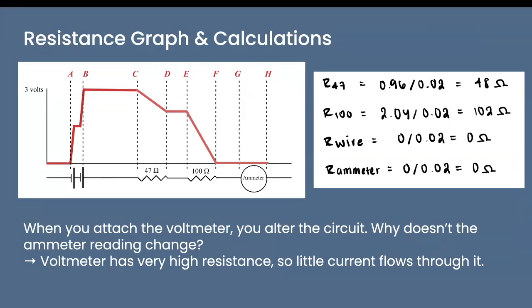The graph visualizes the voltage gain and drop as we go around the circuit. The batteries contribute voltage gain and the resistors contribute to voltage drop. Voltage with higher resistance is showing a more significant drop, and we can see the sum of all the voltages adding up to 0. When we attach a voltmeter to the circuit, the ammeter reading doesn't change. This is because the voltmeter has extremely high resistance, so almost no current flows through it, and this has no effect on the path and speed of the electrons.